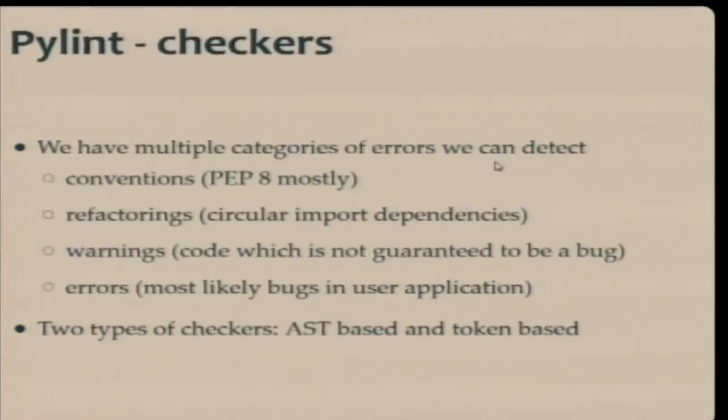We have multiple types of checkers and errors, such as conventions for PEP 8 rules, refactorings, various warnings which aren't necessarily bugs in your code, and actual bugs like no-member or not-callable. And we have two types of checkers, AST-based and token-based. The token-based checkers are for, I don't know, a line is too long, or bad indentation, or other similar examples.